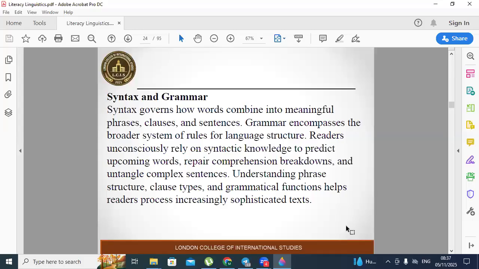Consider: "Although it was raining, we went to the park." The dependent clause, "although it was raining," sets up a contrast with the main clause.